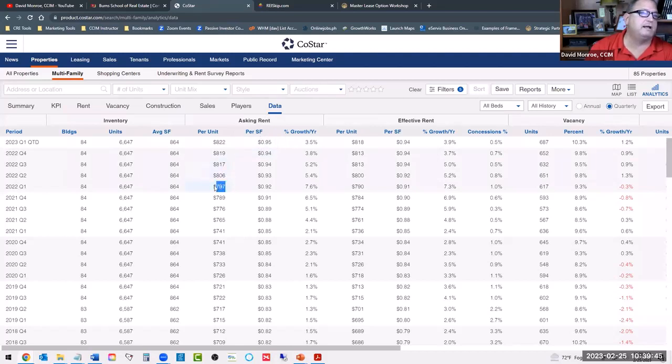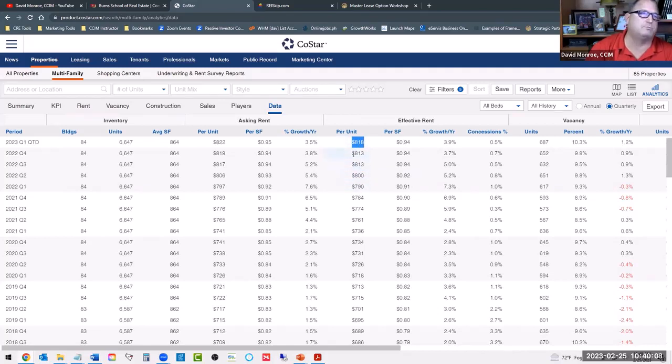Look at our asking rent is $797, but we're only collecting $790. That means we have concessions. That's what that means. So we look at effective rent. It went up from $790 to $800 up to $813 and stabilized at $813. And it even ticked up to $818 in January. So kind of a little bit of a stable market here.